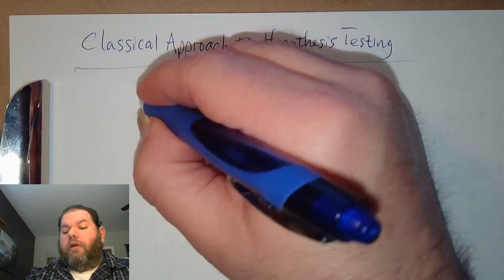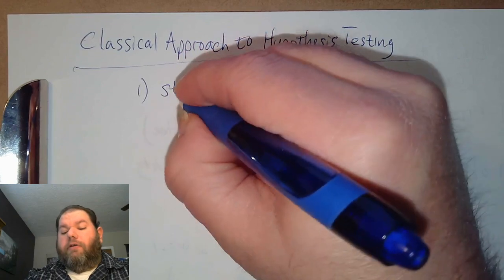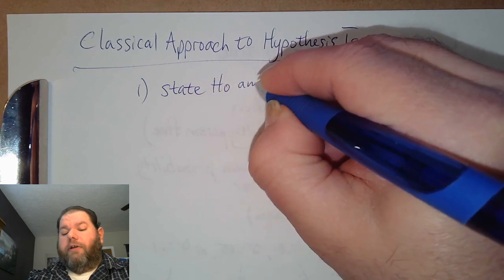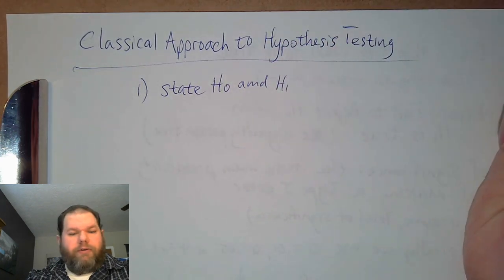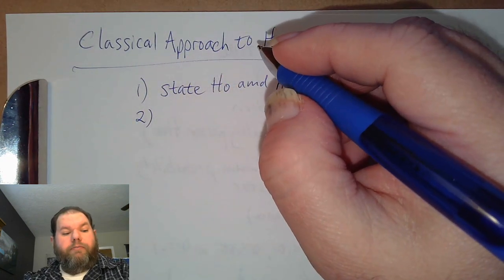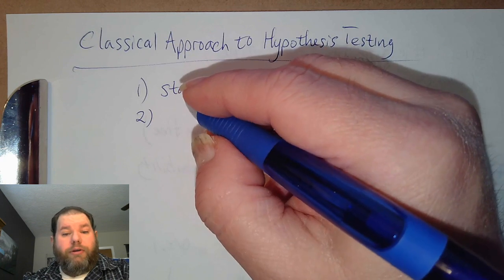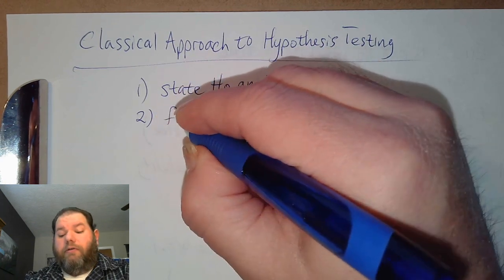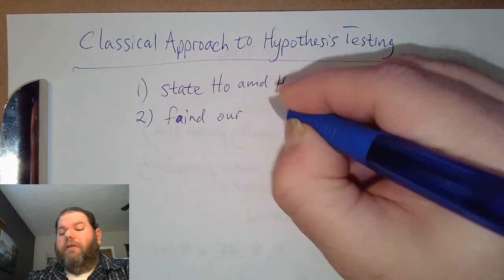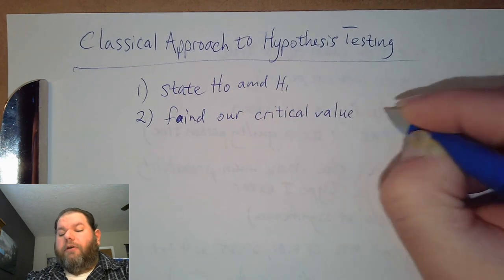Okay, first step in classical hypothesis testing is that we state our null hypothesis and our alternative hypothesis. So we state H0 and H1. That's any hypothesis test. We always start off with that. Second, we find our critical value based on H1 and alpha.